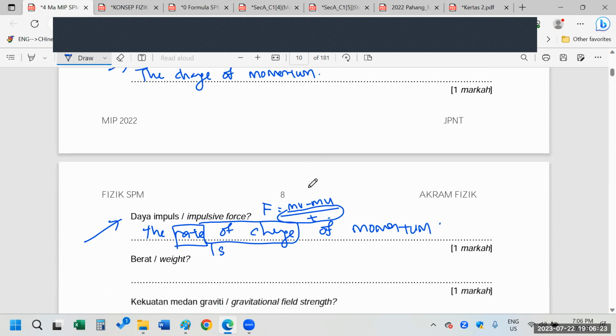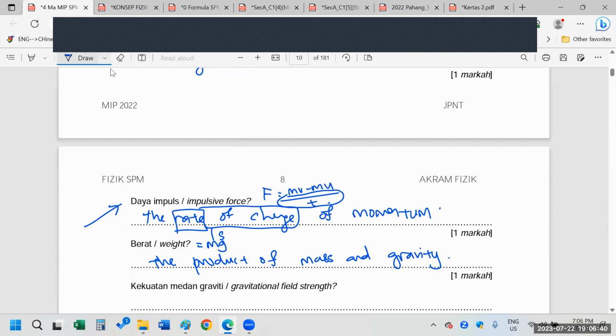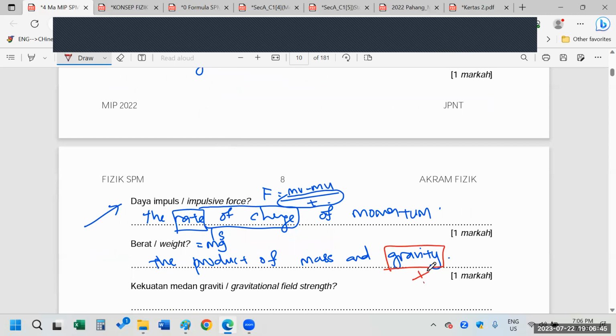Okay. And what is weight? Weight equals mg. So we say the product of mass and gravity. And if you write gravity, then you will get it wrong. Not gravity, but you must say gravitational force.